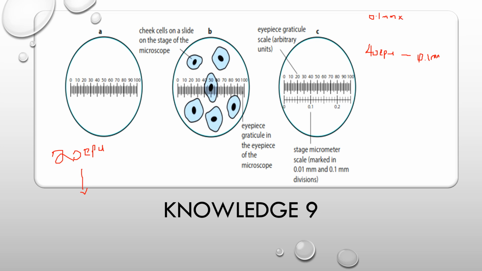Multiply by 1000, right? And then 0.1 times 1000 gives you what? That's 100 micrometers. So we have converted that, right? Sorry for that, so I can remove it.